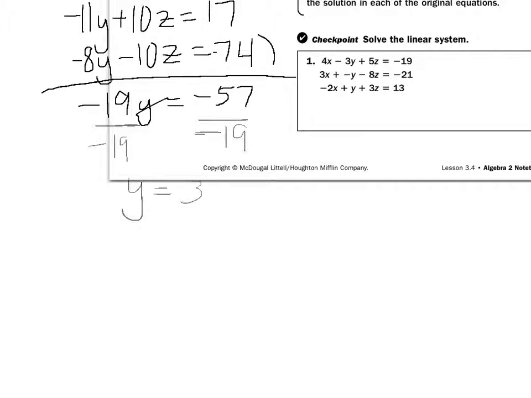Or not even all the way up to my original equations. Let's just look at these 2 equations right here and plug my 3 in. So I'll have negative 11 times 3 plus 10z equals 17. Or I could have put it in the second one. It didn't really matter as long as I did all the math right up to this point. So that'll get me negative 33 plus 10z equals 17.